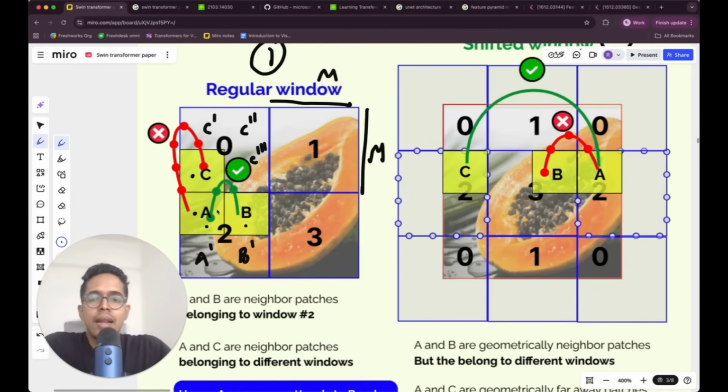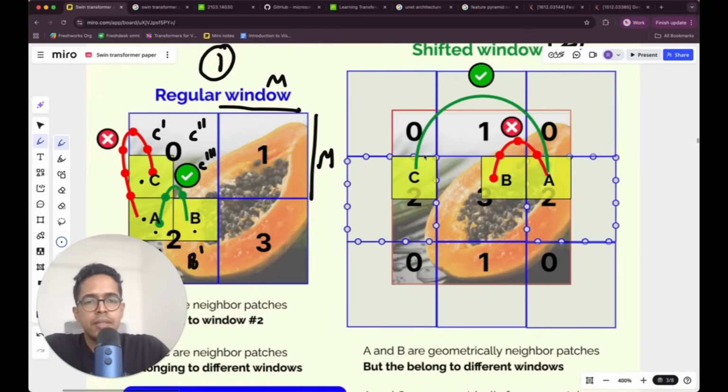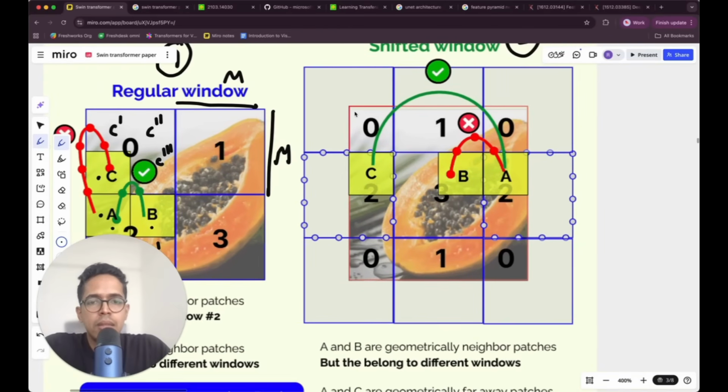Okay, and attention is constructed only among these 4 patches for this window, only among these 4 patches for this window. Even if A and C are geometrically close to each other, attention is not constructed between them because they belong to windows of different IDs. After shifting, what is done is, this 1/4 region of the image, or this whole window, is given the ID 0.